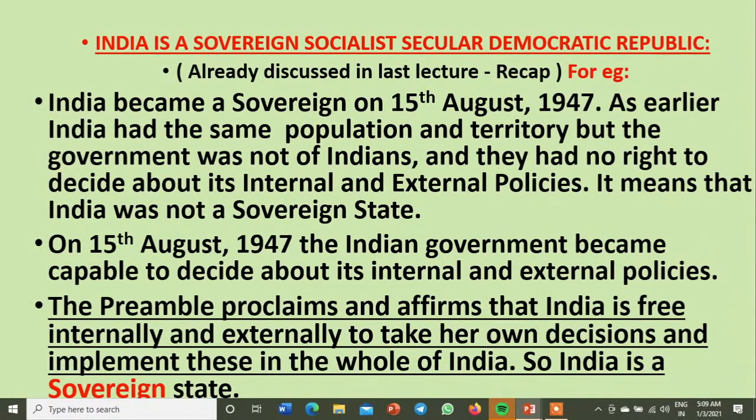The preamble proclaims and affirms that India is free internally and externally to take her own decisions and implement these in the whole of India. So India is a sovereign state. So the first term I have discussed with you, India is a sovereign state.